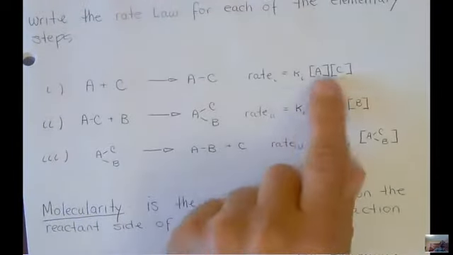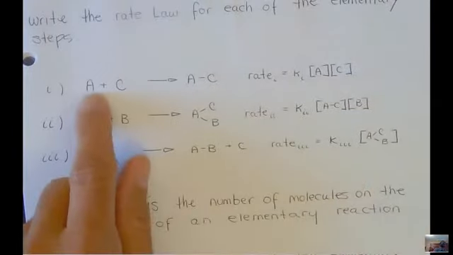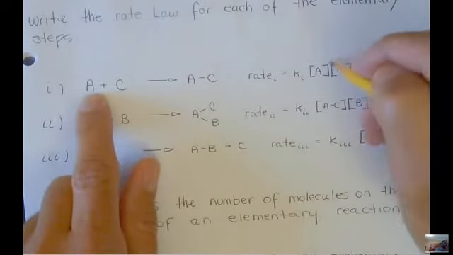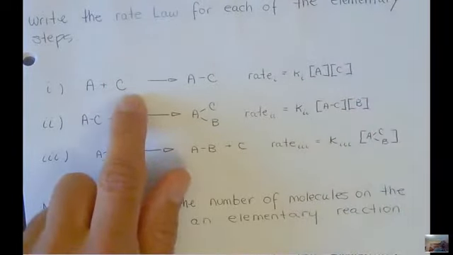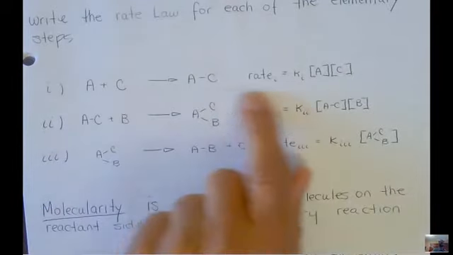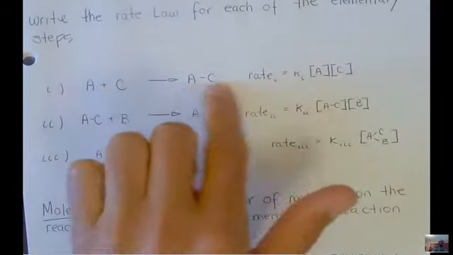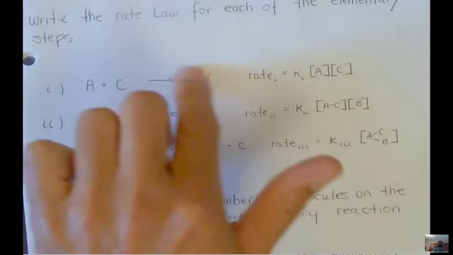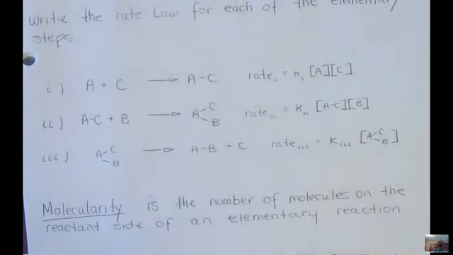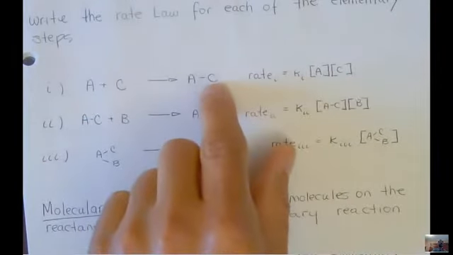Okay, it's the rate constant for step I times the concentration of A to the first times the concentration of C to the first, right? Whenever we're doing kinetics, we're only interested in the concentration of the reactants. The concentration of the products does not make it speed up or slow down. It's already too late. You already created it. Okay?